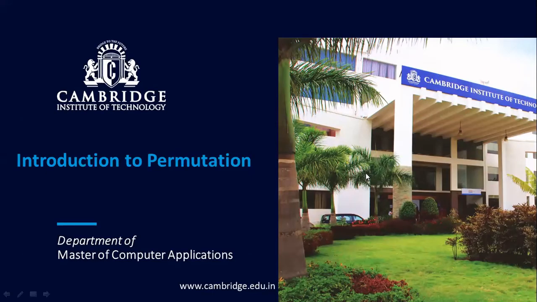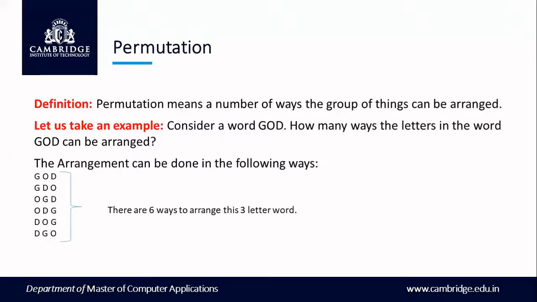Hi friends, today we are going to discuss an introduction to permutation. Here we are going to solve some permutation problems. Before solving the permutation problem, let us know what permutation is. I will give you a general definition. Permutation means the number of ways a group of things can be arranged.